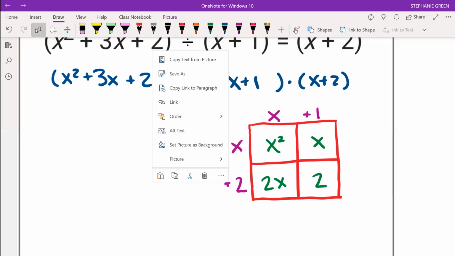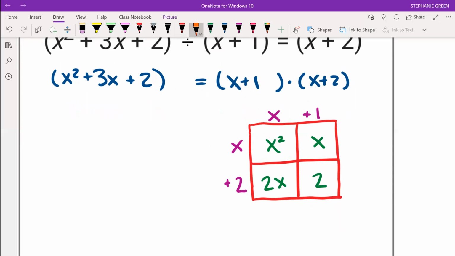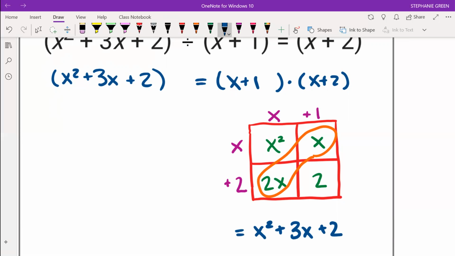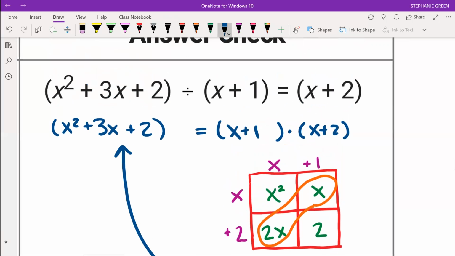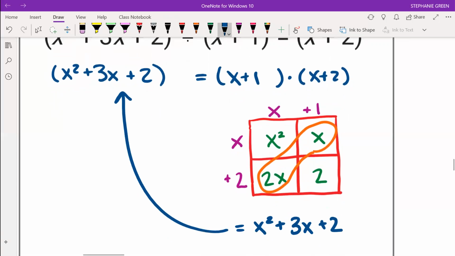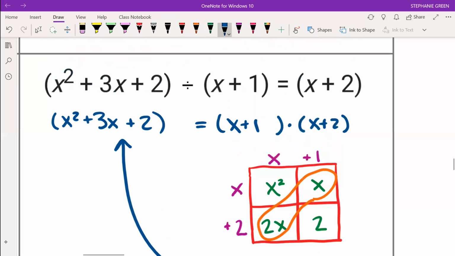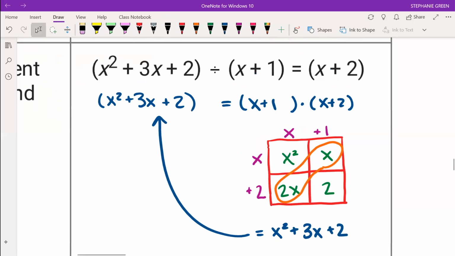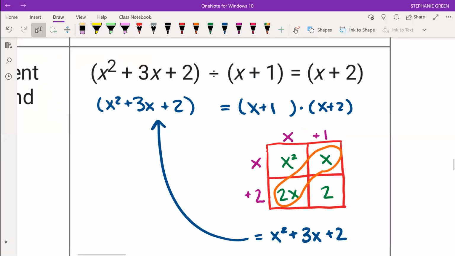So I combine my like terms. I see some like terms right here. 2x and x is 3x. When I combine those, we get x squared plus 3x plus 2, which is exactly what we wanted. So we went back, we checked our work for that division problem to make sure we had the correct quotient, and we do. So this is just to remind you that that's how we would check our work after you find the answer to a division problem.